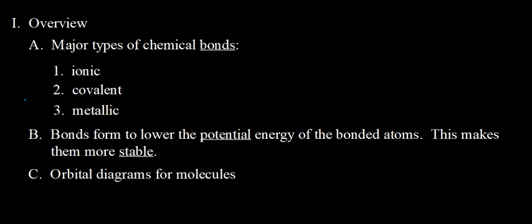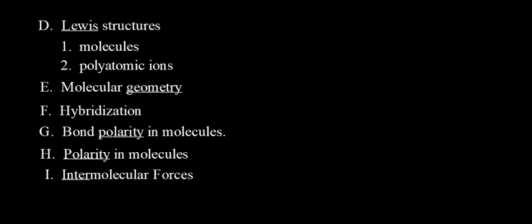Bonds form to lower the potential energy of the bonded atoms, and in doing so, this makes them more stable. Some things that we're going to also learn in this unit, we're going to show through the use of orbital diagrams how molecules form. Lewis structures: before, we drew Lewis structures for atoms and monatomic ions, this unit we will learn how to draw Lewis structures for molecules and polyatomic ions. Basically anything that has covalent bonds, we can draw a Lewis structure for.